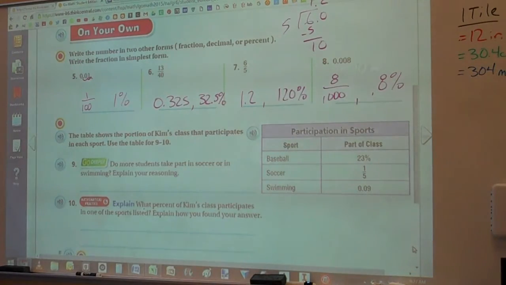So here's what I want you to do for homework. Go over to page 285, and let's do 2 through 14. Page 285, 2 through 14.